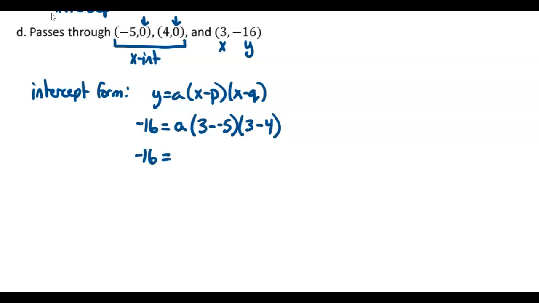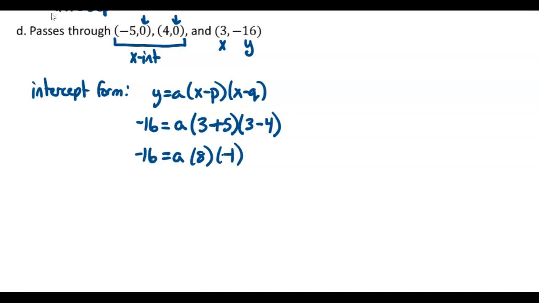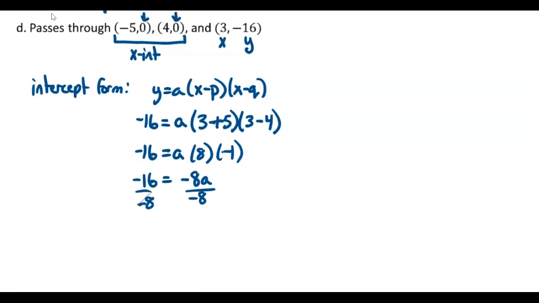Okay, so I simplify each parentheses. 3 minus -5, that's like 3 plus 5, that's 8. And 3 minus 4 is -1. All right, I multiply those together. I get -8 times a. I divide by -8, and I get 2. So I go back in and I fill in what I know. I know my a is 2. My p was -5. My q was 4. All right, where it says x minus -5, I'm going to change that to plus. Okay, that's my answer in intercept form.